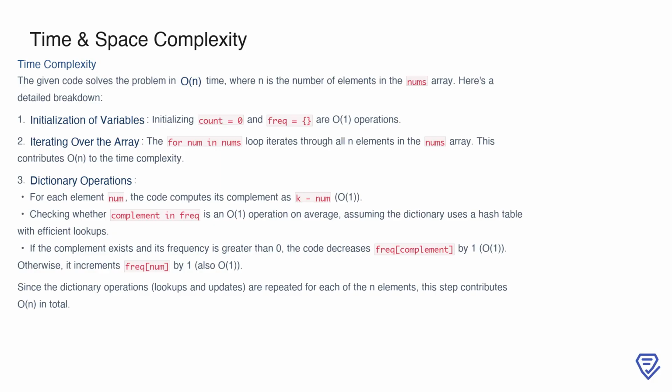Within the loop, the code performs several dictionary operations. For each element, it calculates the complement as k minus number, checks if this complement exists in the dictionary, and updates the dictionary accordingly. These operations, complement computation, dictionary lookups, and updates, are all O(1) on average, thanks to the hash table structure of Python dictionaries. Since these operations are performed once per array element, they add up to O(n) across the entire array. Therefore, the total time complexity of the algorithm is O(n).